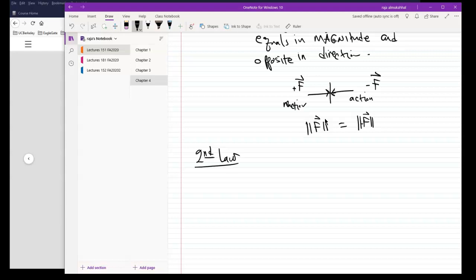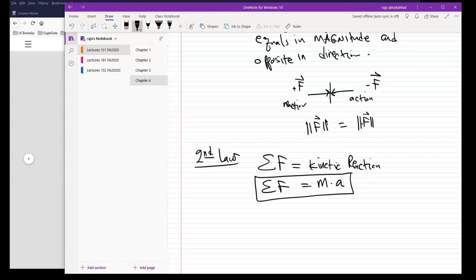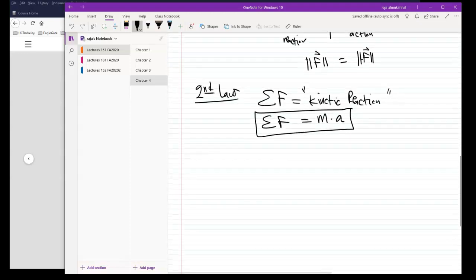It's a mathematical law. It says that the sum of the forces on an object gives you what is called a kinetic reaction. And this kinetic reaction is the product of the mass times the acceleration. So basically, sigma F equals ma. And remember, the term ma, we refer to it as the kinetic reaction. Okay? All right.